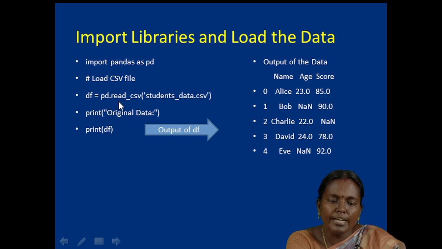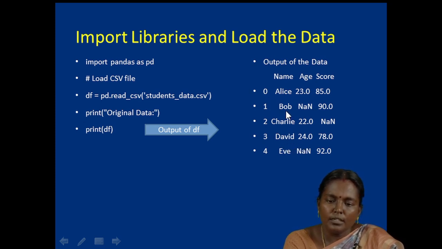To load the data, here we have a CSV file. So I have to use the method read_csv to read the CSV file. This is available inside the Pandas library. So I am using pd.read_csv, and I am giving the name of the CSV file. Then I have printed the data frame. So this will be the output of the data frame.